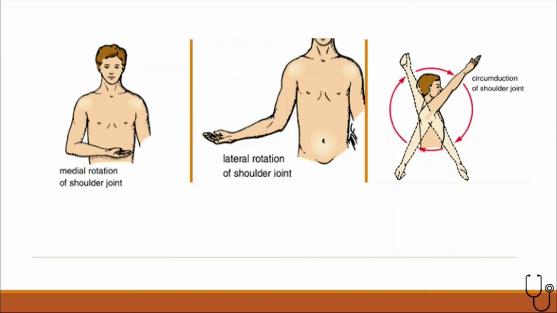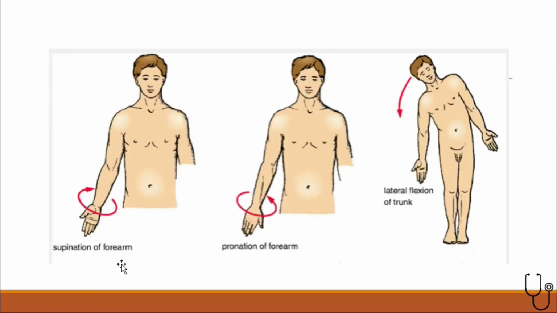Then the supination of the forearm. Supination of the forearm means the lateral rotation of the forearm at the elbow joint. You can see this in the picture. The pronation of the forearm means the medial rotation of the forearm at the elbow joint. In supination of the forearm, the palmar surface of the hand is on the anterior side. In pronation of the forearm, the dorsal surface of the hand is on the anterior side.